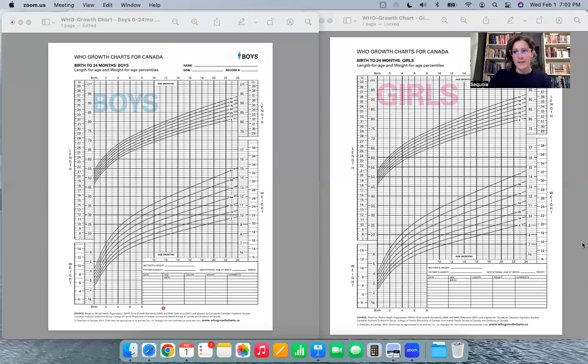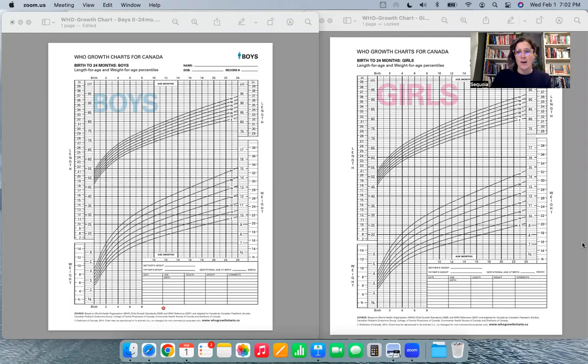So as you can see here, there are 2 growth charts that we are going to use from the World Health Organization. I did choose the World Health Organization growth charts specifically. These ones say for Canada, but they're not just for Canada. These ones were just downloaded from the Canadian Dietetics Association. But globally, the World Health Organization charts are the standard.